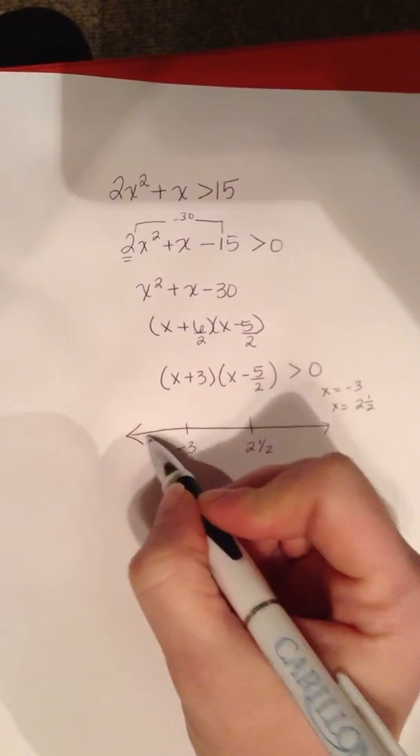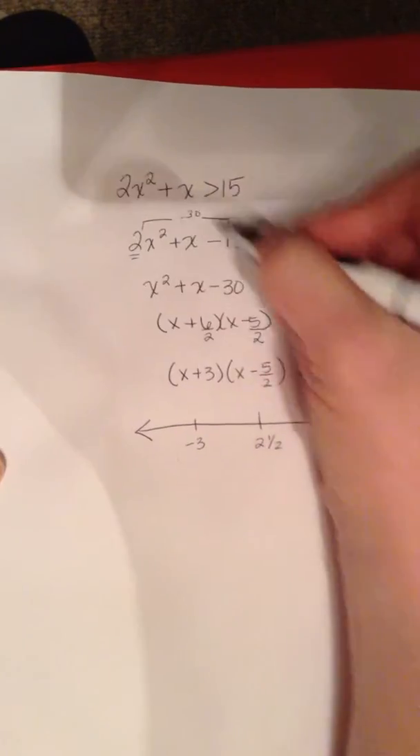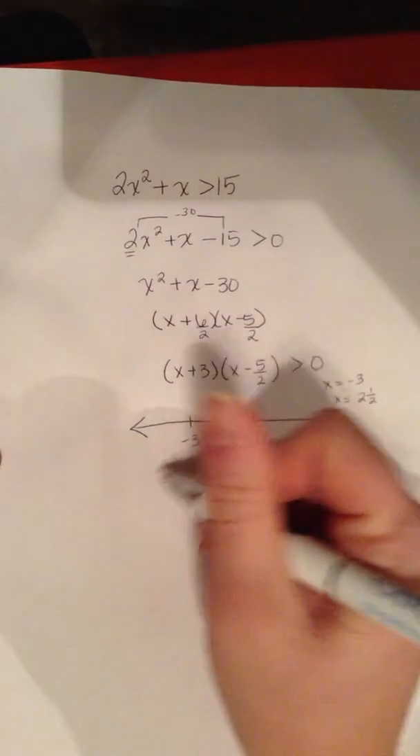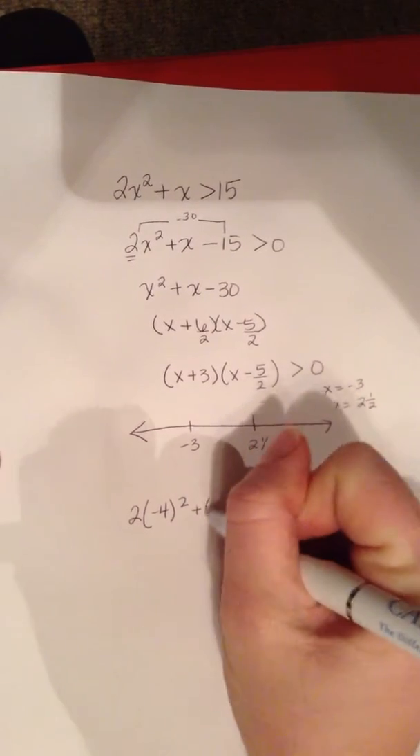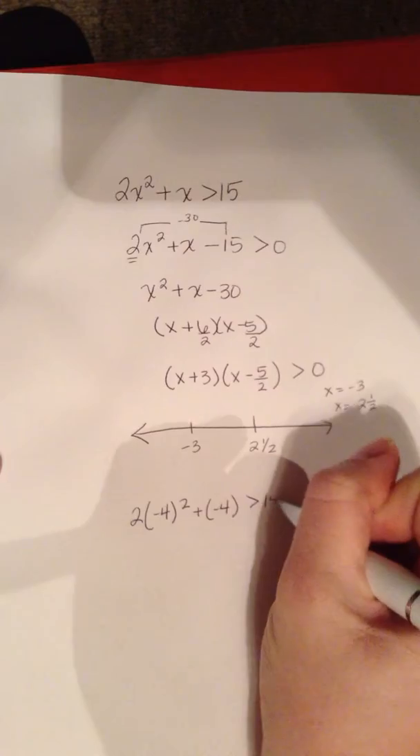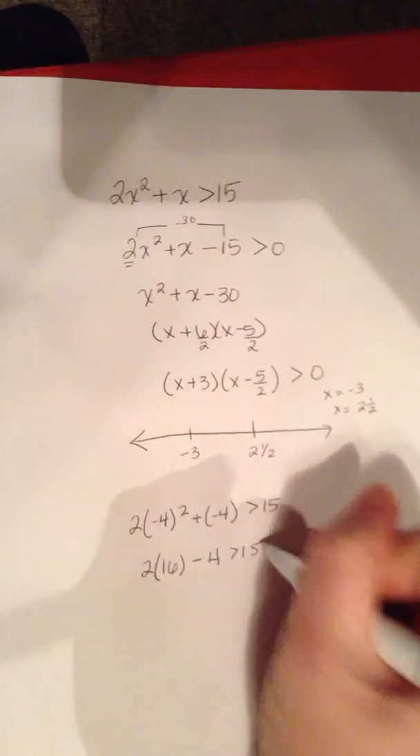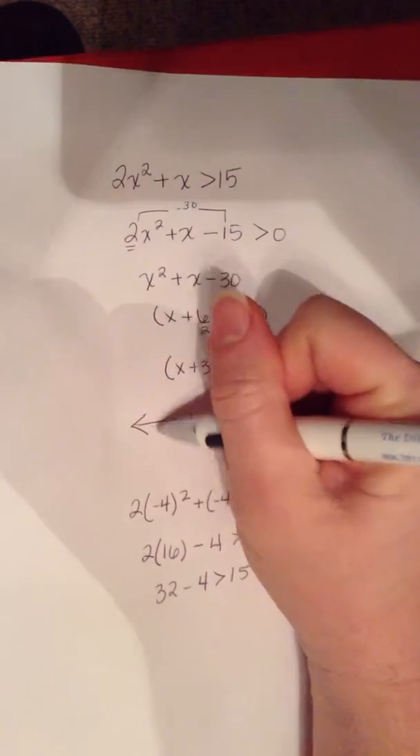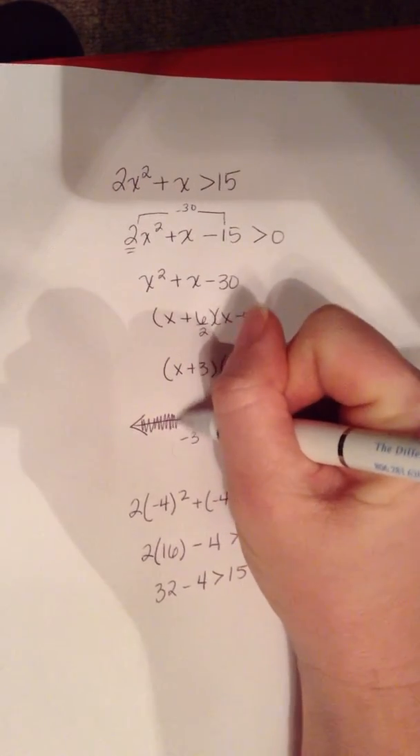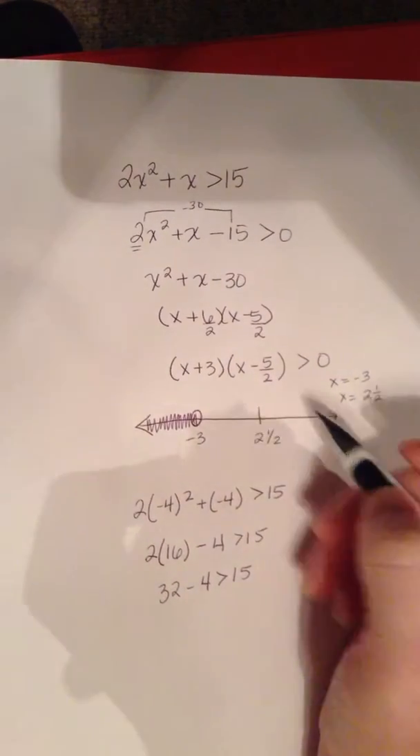So I'll check any number to the left of negative 3. So let's do negative 4. I'm going to plug it back into my original equation. So I'm going to do 2 times negative 4 squared plus negative 4 should be greater than 15. So that's going to be 2 times 16 minus 4 should be greater than 15. 32 minus 4 is in fact greater than 15, so I do need to shade this way. Should be an open circle on negative 3 because there's no equal sign underneath.